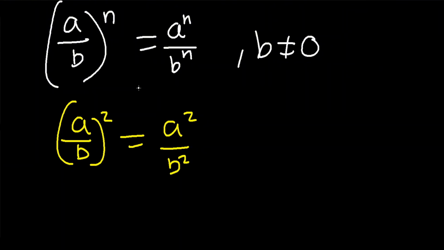And quite similarly for quotients, inside the brackets, if a is divided by b, all to the power of n, then that's the same as a to the power of n divided by b to the power of n, provided that b is not 0, since we can't divide by 0. With the example, a divided by b, all inside the brackets, to the power of 2, that's the same as a to the power of 2 divided by b to the power of 2.